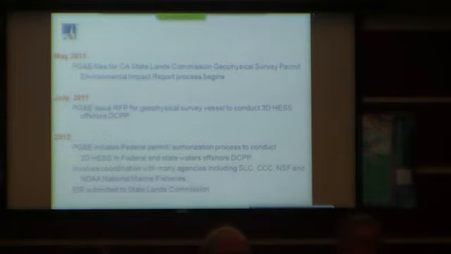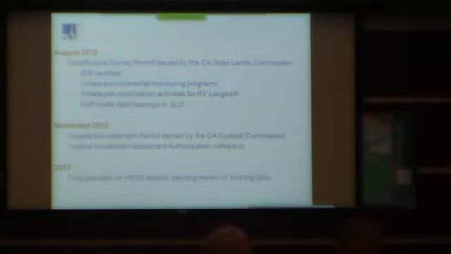And this required coordination with both the state of California as well as a number of federal agencies because we were bracketing state and federal waters to do this. Next slide. Unfortunately, while the State Lands Commission issued us a geophysical survey permit in August of 2012, the Coastal Commission decided to deny our development permit application, and as a result, that work was stopped. And on the federal side, our incidental harassment authorization was withdrawn. So here in 2013, the final decision on these high energy studies offshore is really pending the review of existing data. So this gets back to that other geophysics that I talked about earlier.